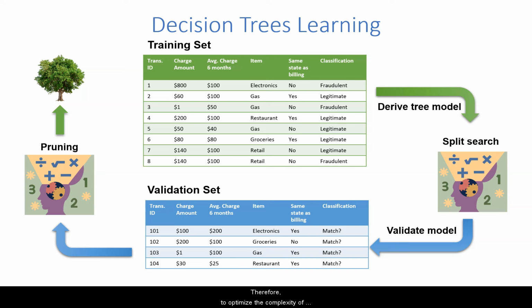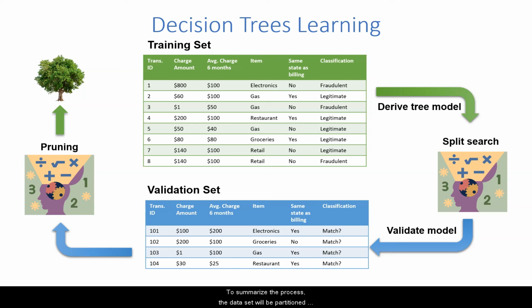Therefore, to optimize the complexity of the tree model or identify the simplest tree with the best predictive performance, we use the validation dataset to prune the tree model, which means removing branches of the tree to make it simpler, but fit the unseen data better. The simplest tree with the best predictive performance on the validation dataset would be the final tree model.